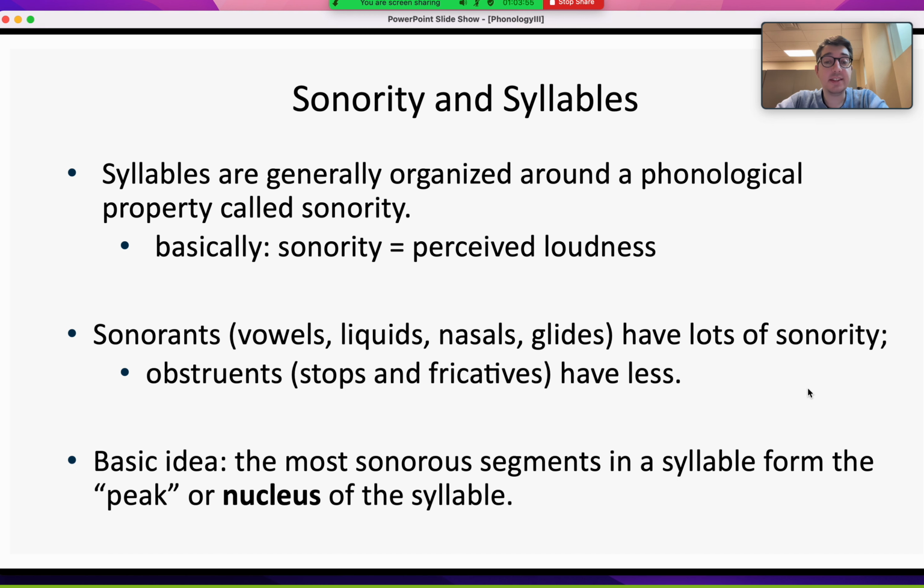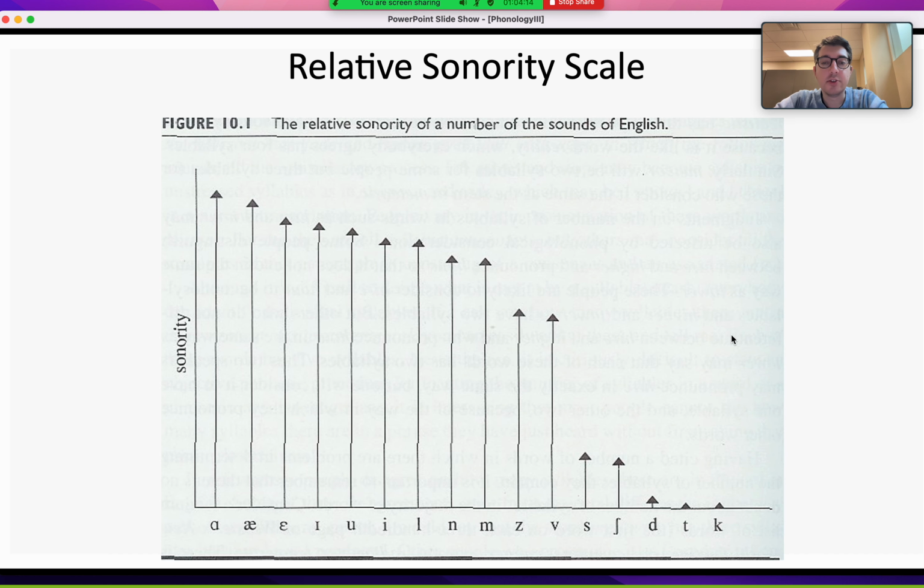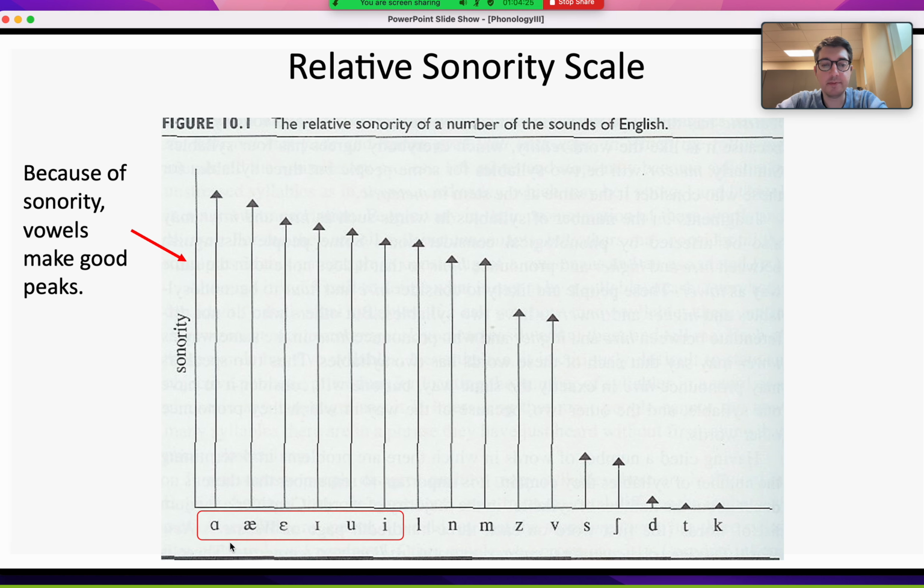So the basic idea is that the most sonorous segments in a syllable form the peak or the nucleus of a syllable. And nucleus is obligatory. It's a mandatory property of a syllable. You cannot have a syllable without it. You cannot have a syllable without its peak. So this is just a relative sonority scale whereby we have some of the sounds in English, not all of them. Of course, vowels make good peaks because of sonority.